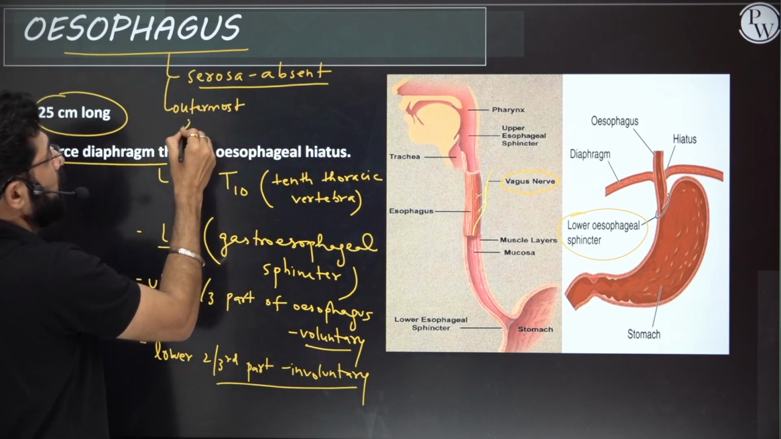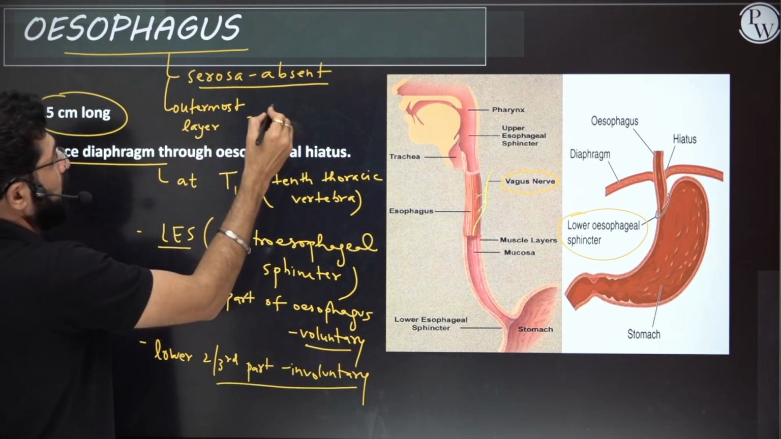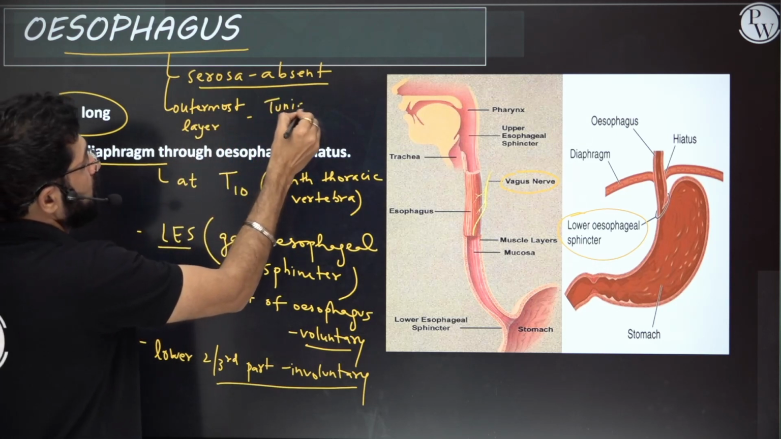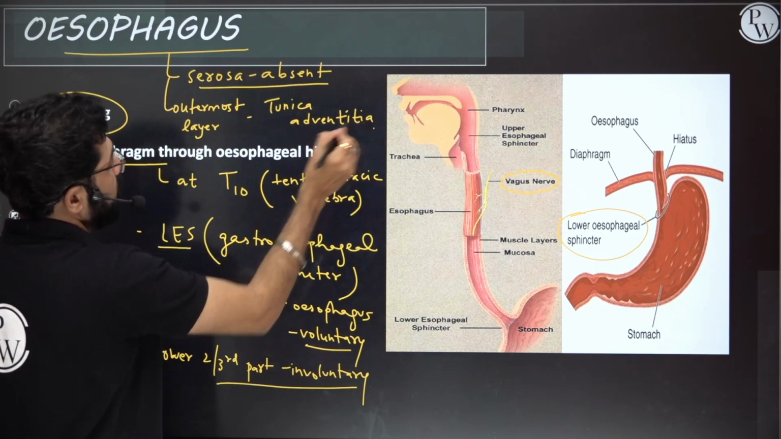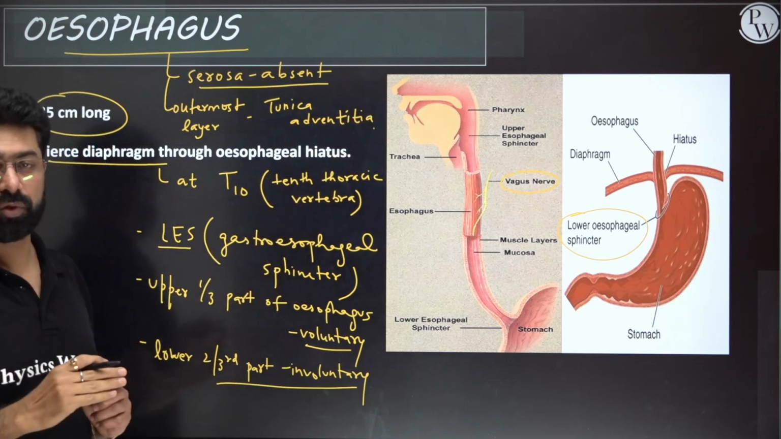Outermost layer is the tunica adventitia. That is a fibrous tissue. Hope you understood this well.